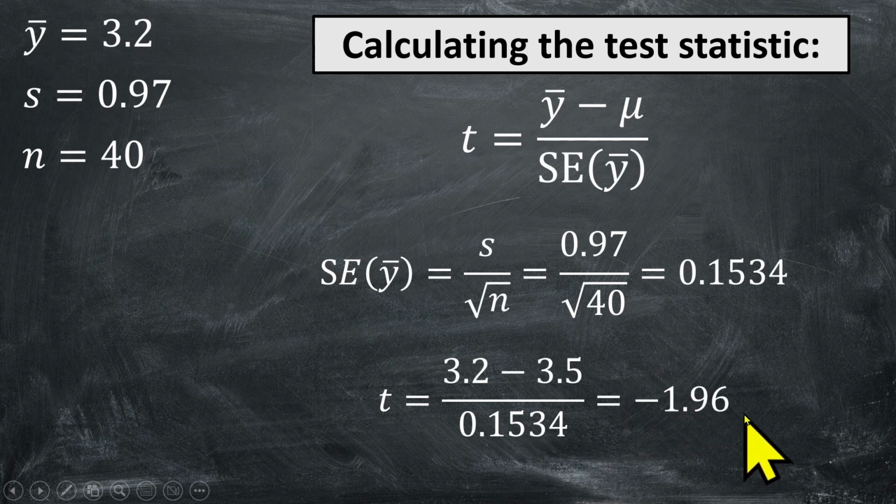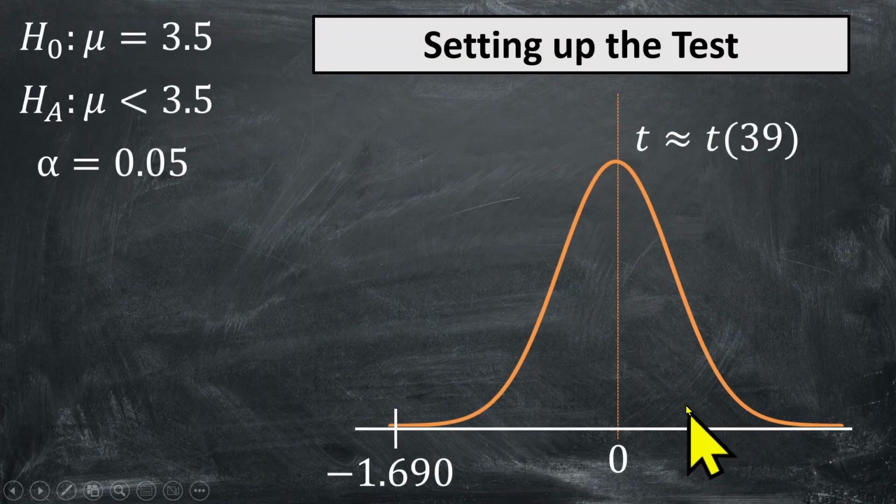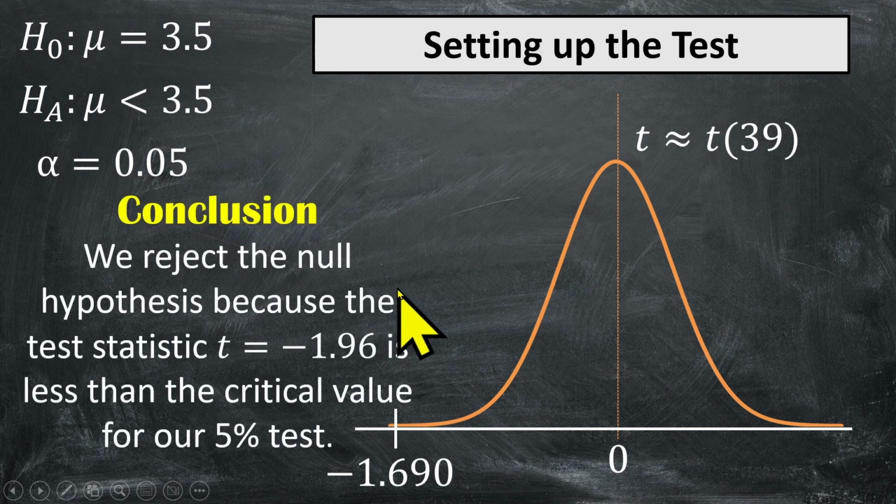Now that we have our test statistic, we can compare it to our decision rule and draw our conclusion. So, clearly, we're going to reject our null hypothesis because the test statistic minus 1.96 is less than the critical value for our 5% test. Okay, now the last step is we would like to get a number that quantifies the weight of the evidence against the null hypothesis. In other words, we want to get a p-value for the test.